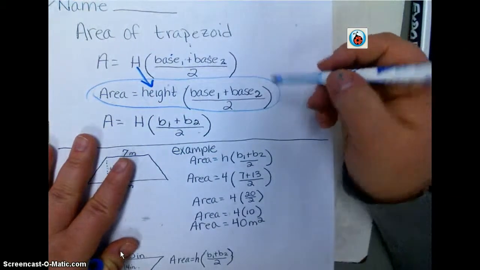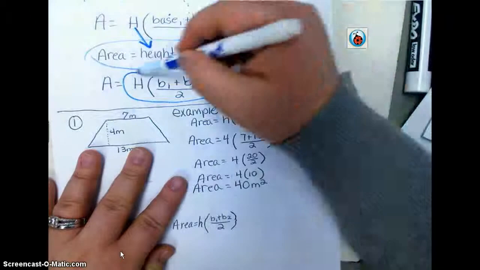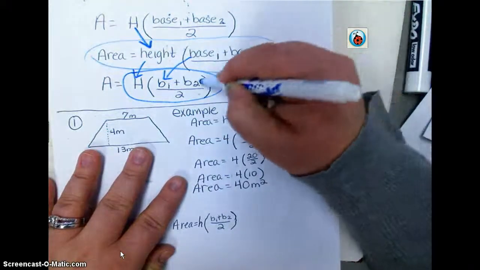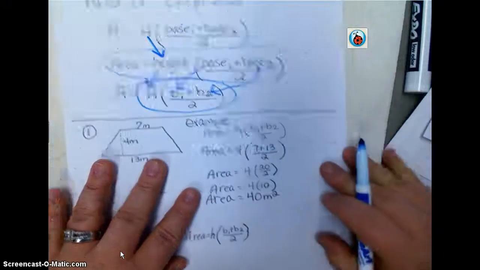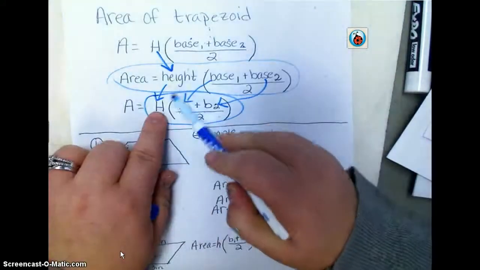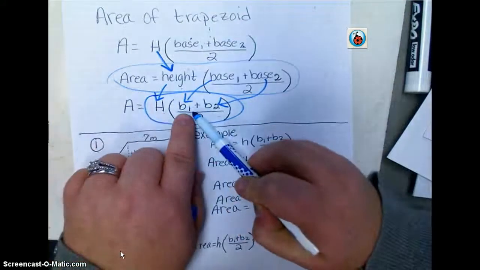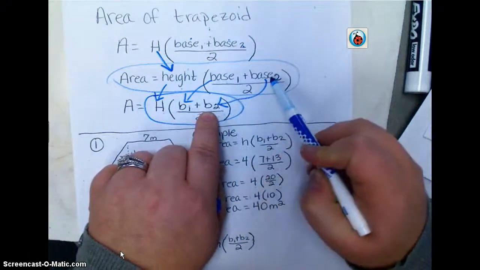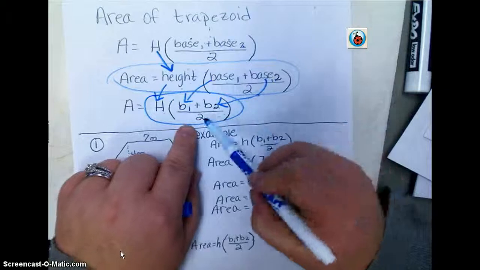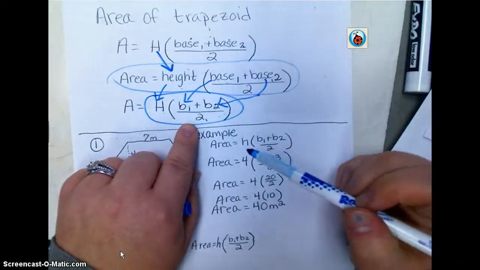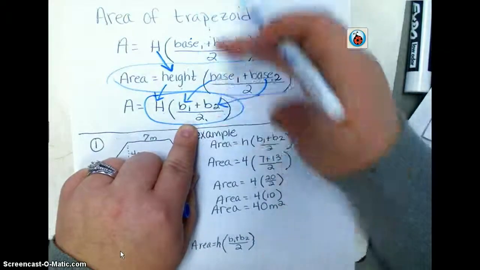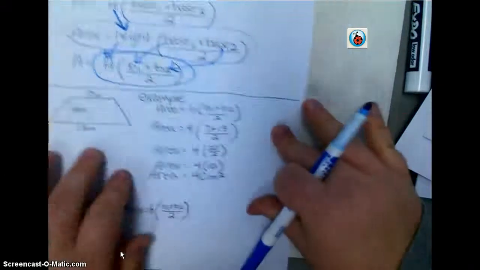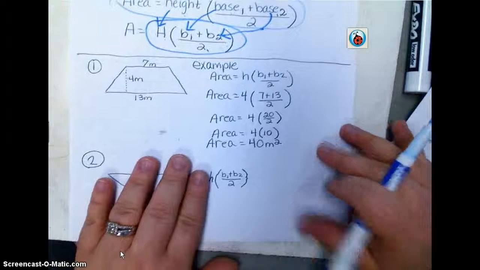This down here says the same thing, I just used all letters instead of the words. Does that make sense? My H still stands for my height. B with a little 1 by it still stands for base 1. B with a little 2 by it still stands for base 2. I'm still dividing it by 2. Are we following that these three formulas are the same thing? Yes. Then I worked through one for you here, the example.